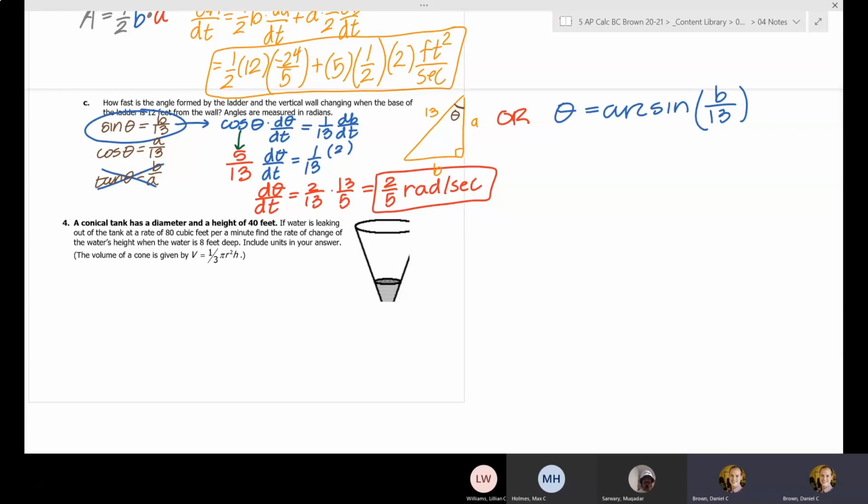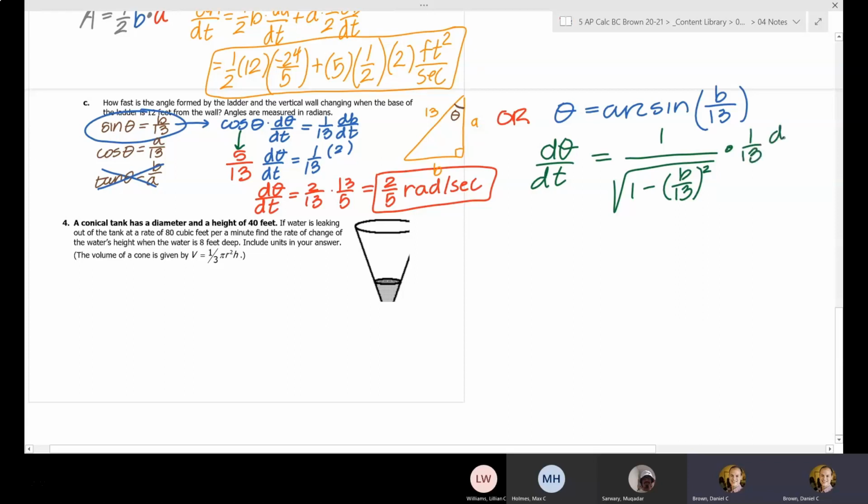We can still take the derivative implicitly. So the derivative of theta will be 1 d theta dt. I think this version is nice because d theta dt is already isolated. And then we do know the derivative of arc sine. The derivative of arc sine is 1 over the square root of 1 minus the inside squared. Don't forget the chain rule, times the derivative of the inside. B over 13 is 1/13 of b, so its derivative will be 1/13, and then we have db dt. So definitely a much more complicated derivative than what we did yesterday.